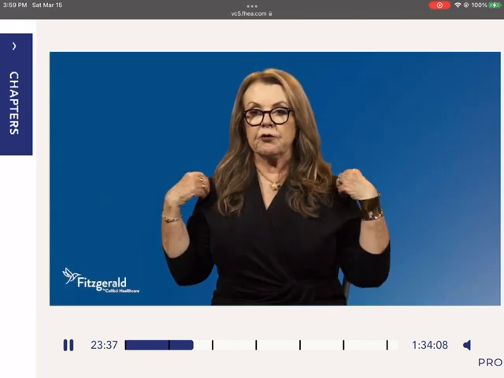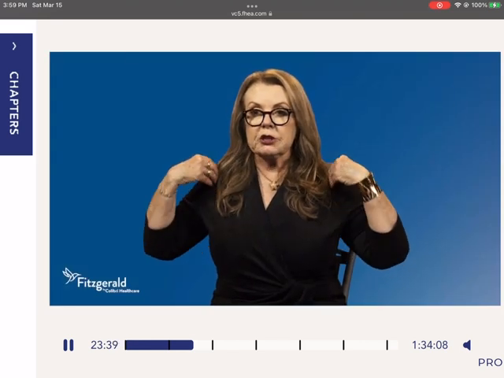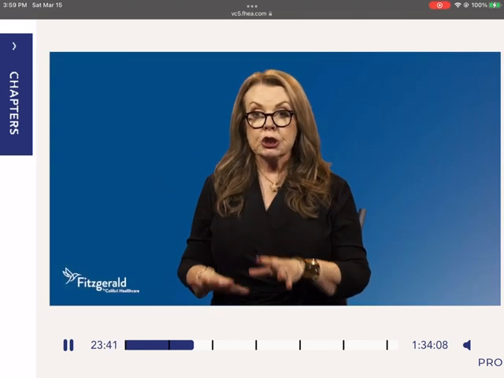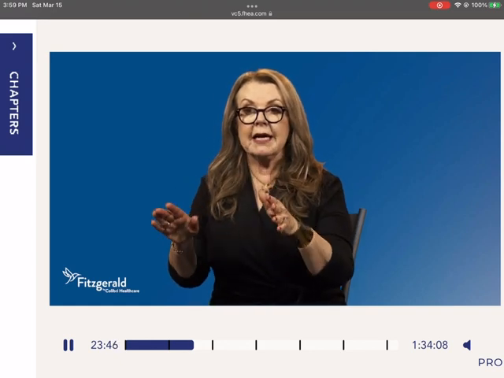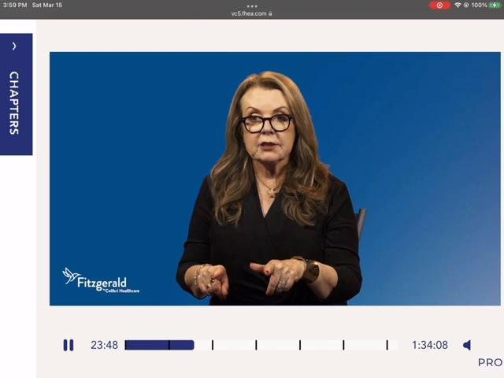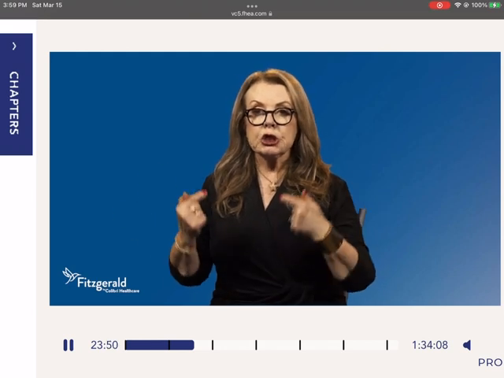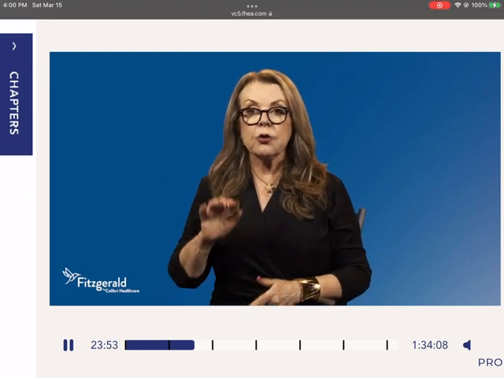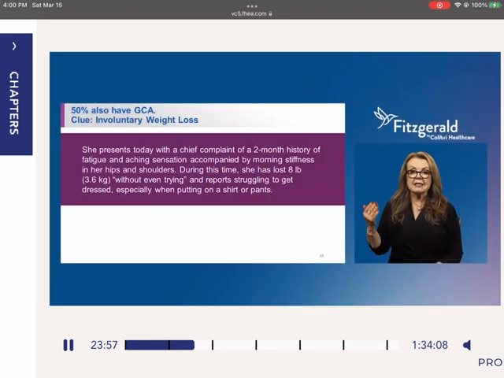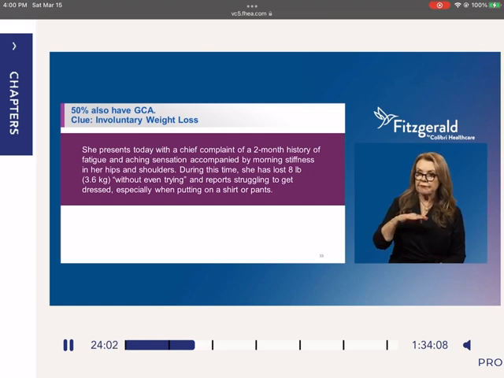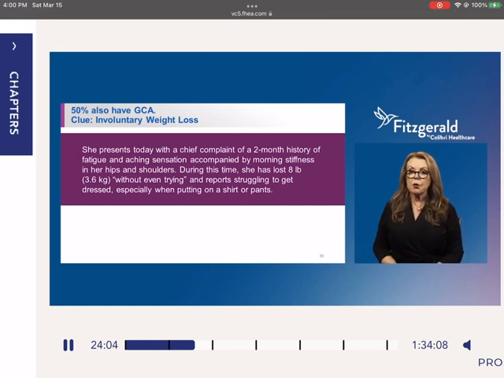So we're going to stop here for a moment. Hip joints, shoulder joints, large joints. Hands, wrists, ankles, feet, small joints. She has a large joint condition, and that's going to be very helpful on our differential. During this time, she's lost 8 pounds, quote, without even trying. So what's that? Involuntary weight loss, and reports struggling to get dressed, especially when putting on a shirt or pants.